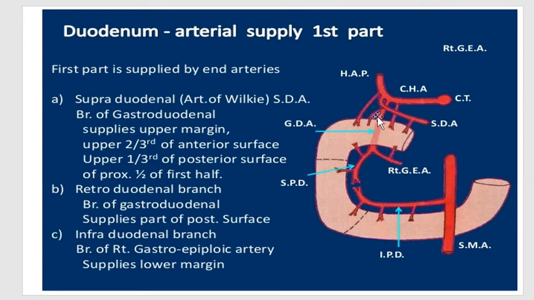Supraduodenal artery is a branch of gastroduodenal artery. Gastroduodenal artery is a branch of hepatic artery proper. Hepatic artery proper is a branch of common hepatic artery. It is a branch of celiac trunk. So I will take a lecture on this.